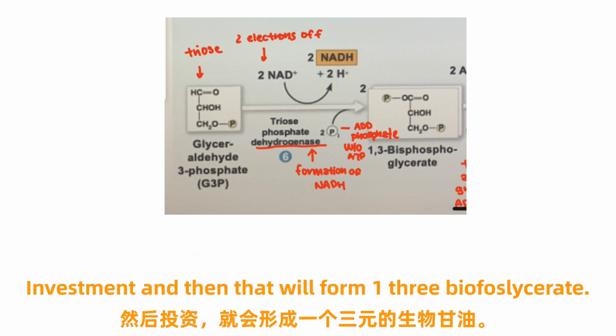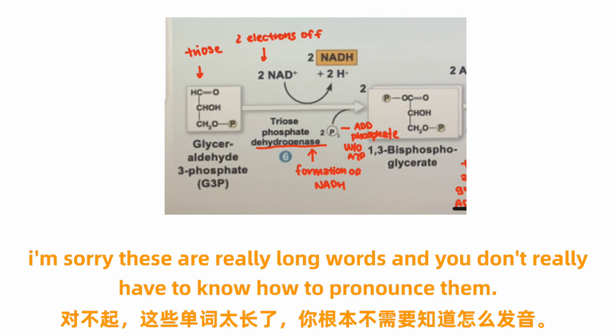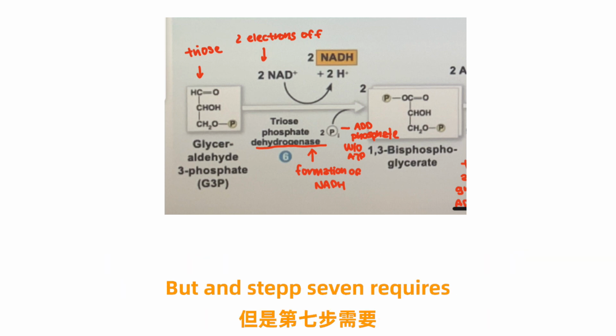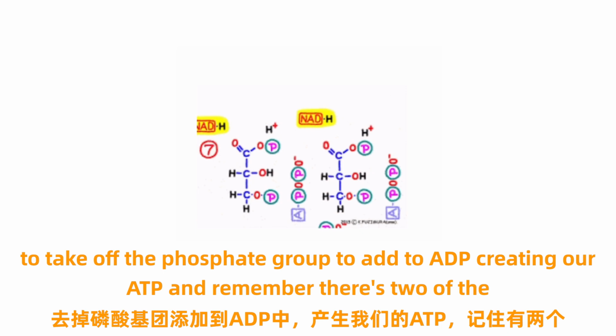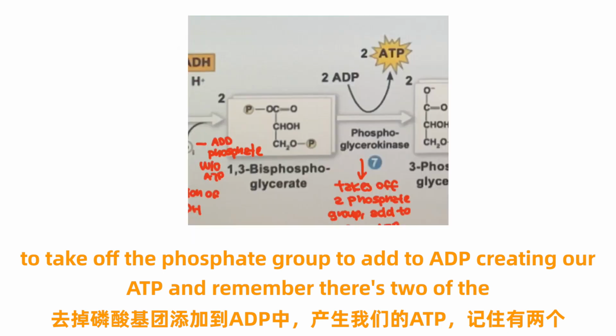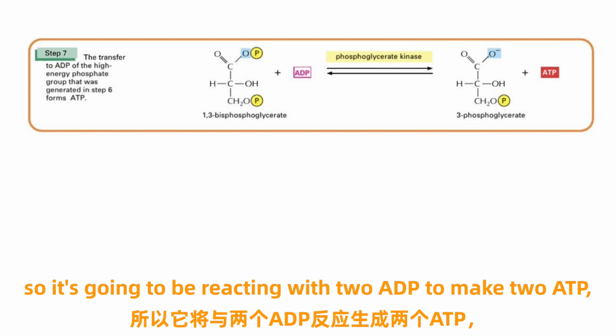investment, and then that will form 1,3-bisphosphoglycerate. Okay, I'm sorry, these are really long words, and you don't really have to know how to pronounce them. But step 7 requires taking off the phosphate group to add to ADP, creating our ATP. And remember, there's 2 of the things going through this right now, so it's going to be reacting with 2 ADP to make 2 ATP.